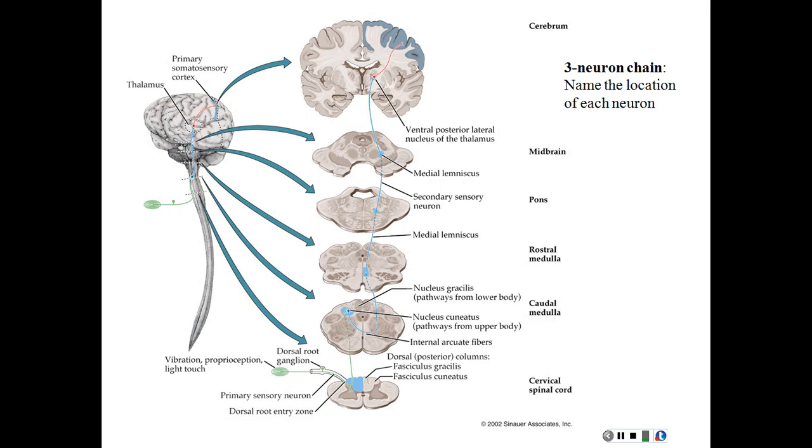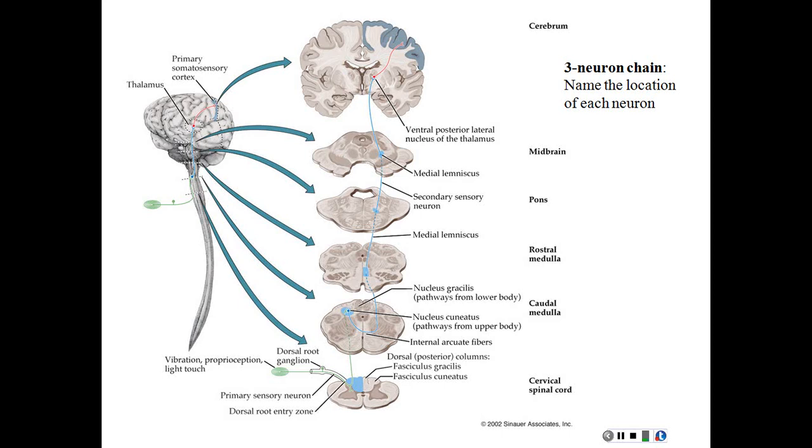Where is the second neuron? The second neuron is not until we get all the way to the brainstem. At this level, referred to as the medulla. So there is our second neuron right there. And if you look at it, the information is still ipsilateral. It's still on the same side. That second neuron, its axon actually does what? It crosses the midline. So our proprioceptive information now from the right side of the body is ascending in the left side of the brainstem.